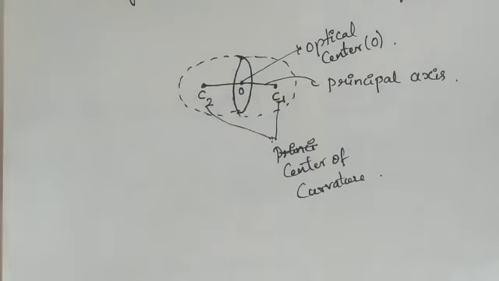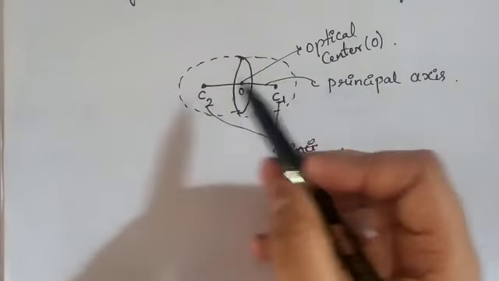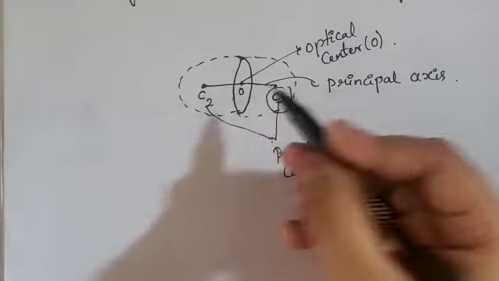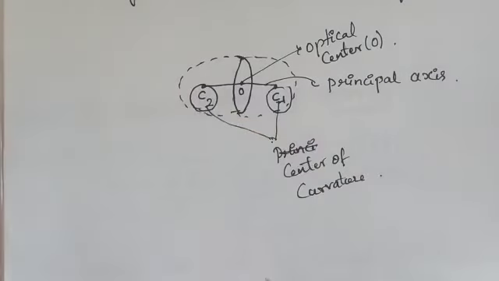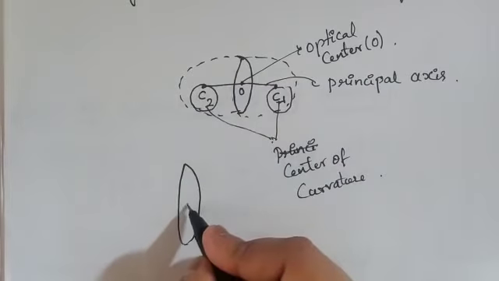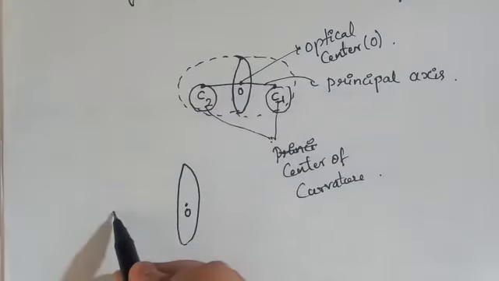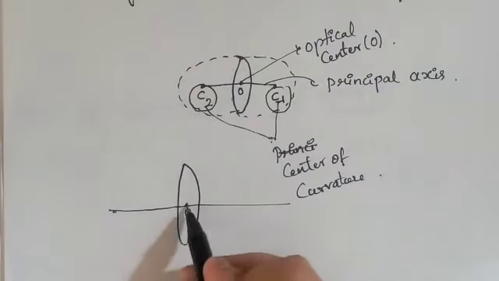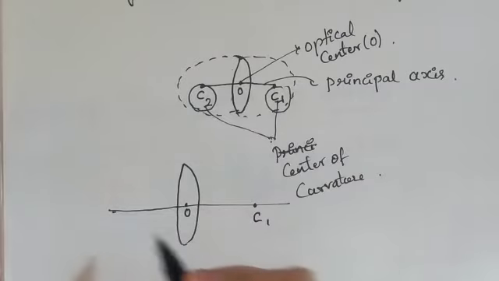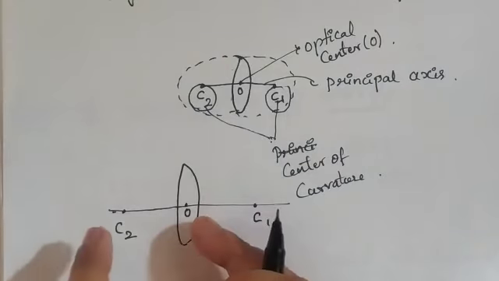This is not only for the convex lens, it is also for the concave lens. In the concave lens also, we follow the same procedure. If I consider this a lens, this is the optical center of the lens, and this is the principal axis. Here this is C1, the center of curvature, and this is C2, the center of curvature.